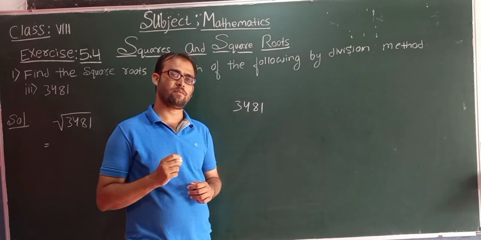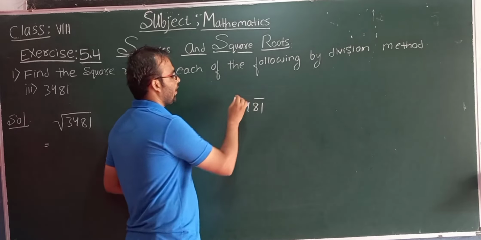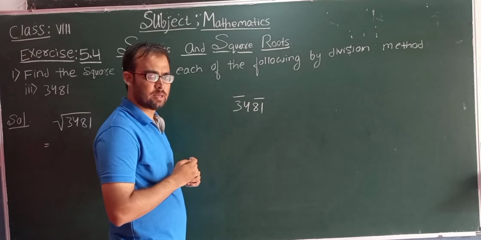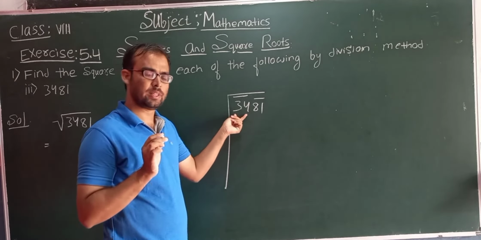Now what is the first step? We need to start pairing the number from last. Okay, we have paired the numbers. Now students, you need to consider this part, that is 34. 34 will be the dividend.